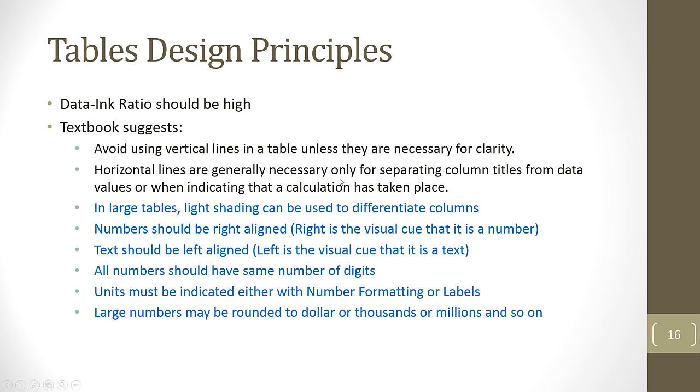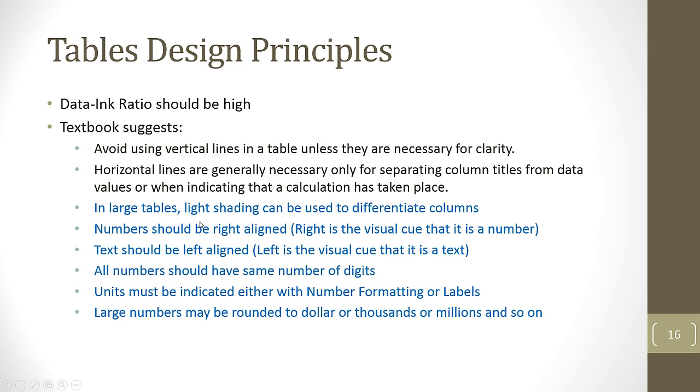Horizontal lines are generally necessary only for separating column titles, that means our field names at the top from the data values, or when indicating that a calculation has taken place, like on an income statement when you have a line before you calculate total expenses or net income. Now, the rest of these are pretty awesome table design principles.